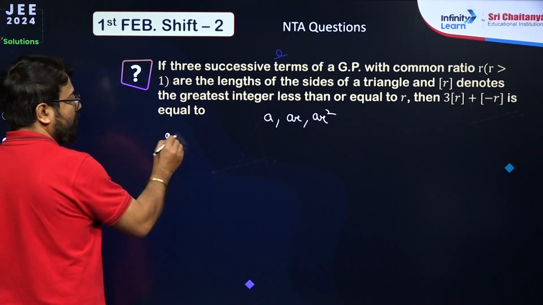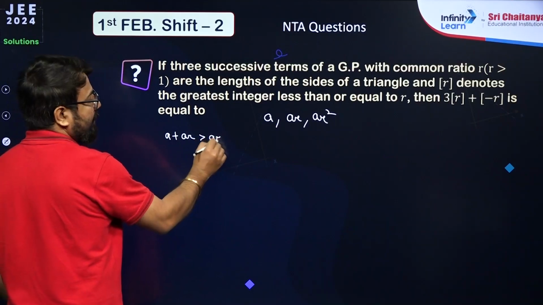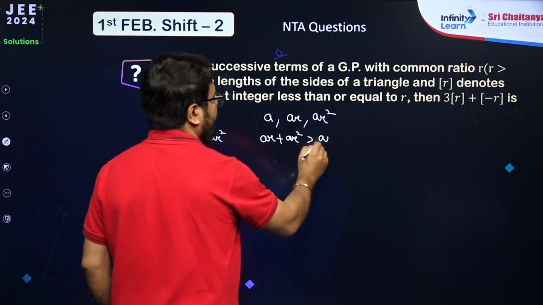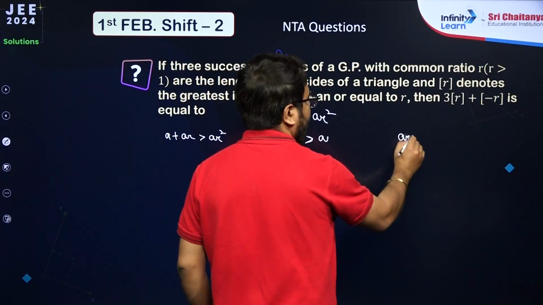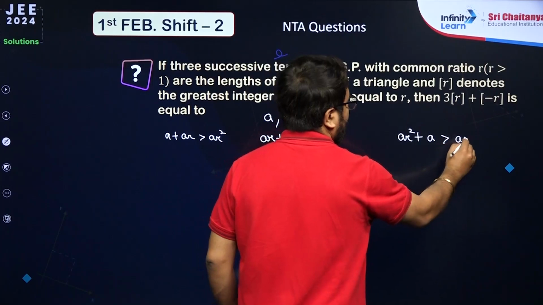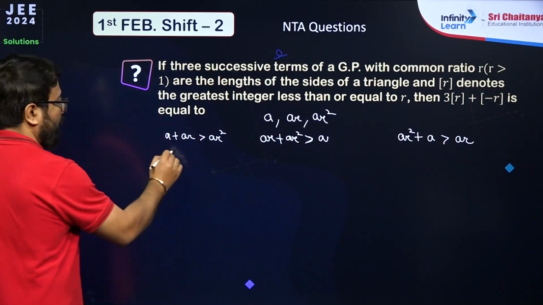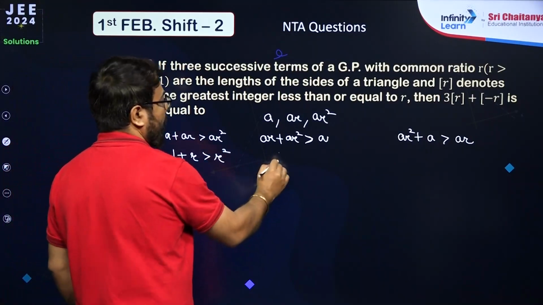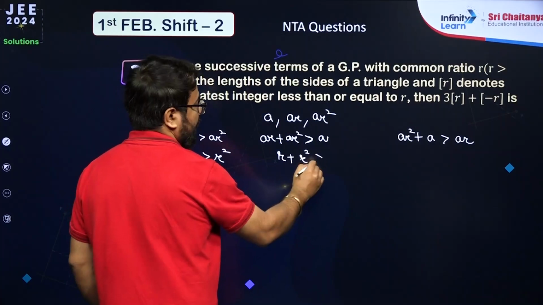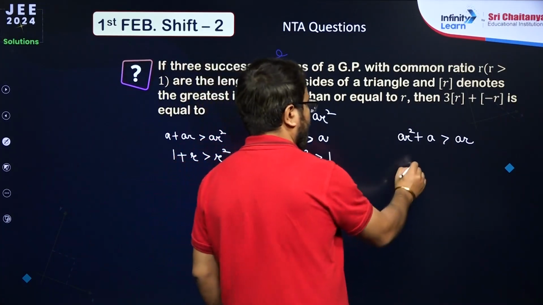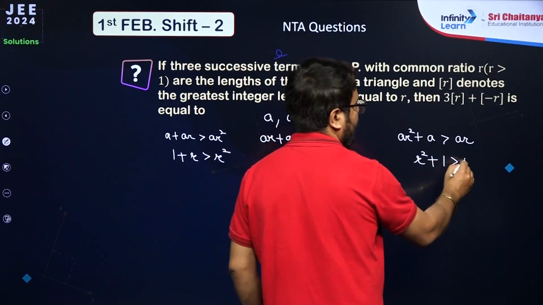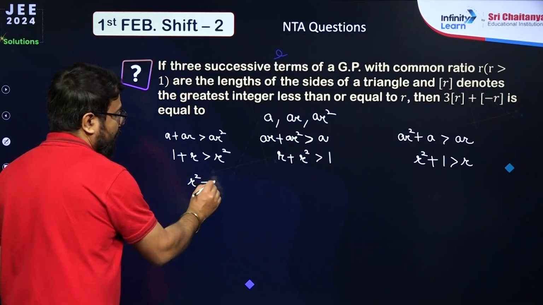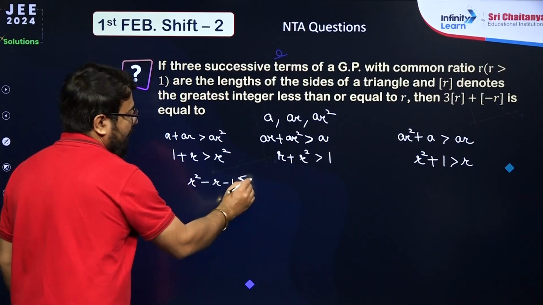The very first is that the sum of two sides would be greater than the third side. So here 1 plus R will be greater than R square. Here 1 plus R square will be greater than R. Here R square plus R will be greater than 1. So here we can say R square minus R minus 1 should be less than 0.